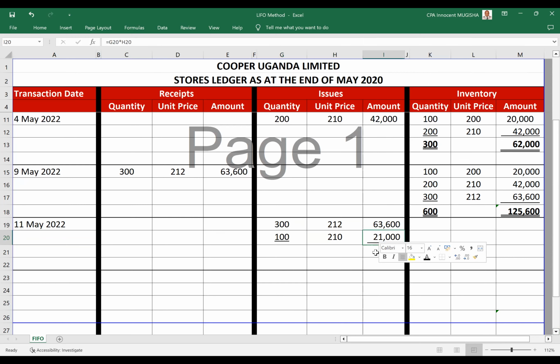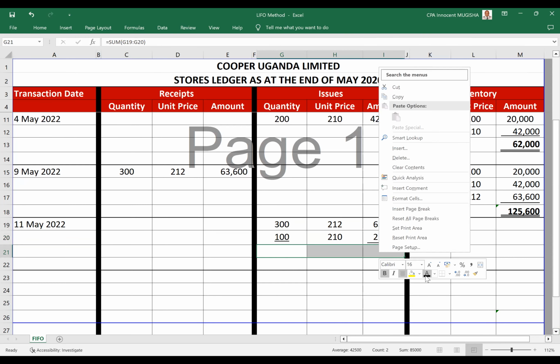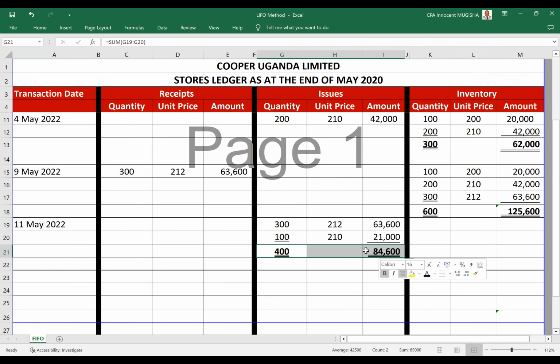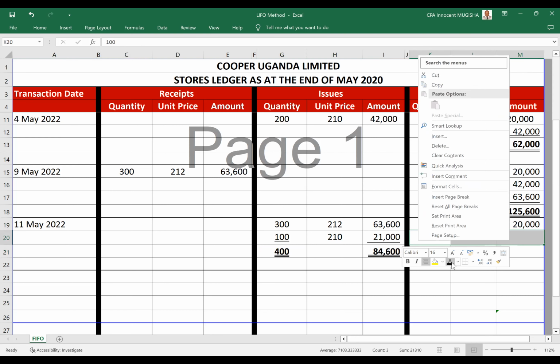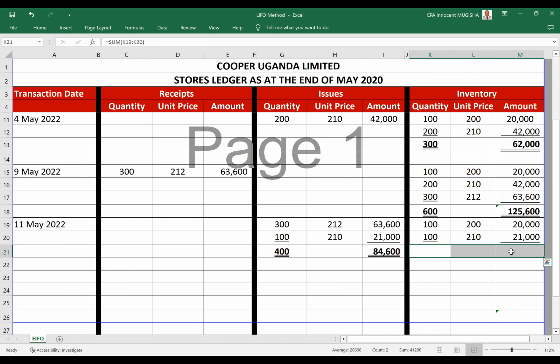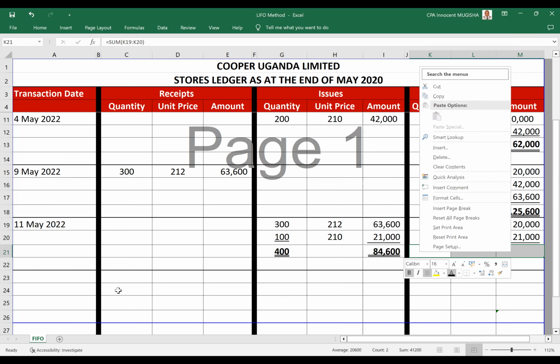Perfect. So how is the situation in your stores on the 11th of May? On the 11th of May, I am remaining with 200, 100 at 200 and 100 at 210. Perfect. So that makes it 200.